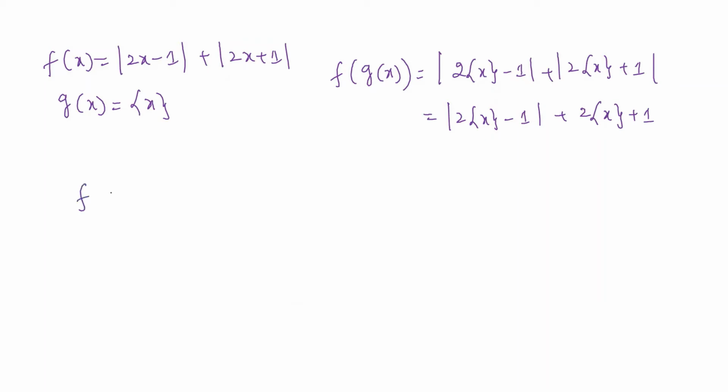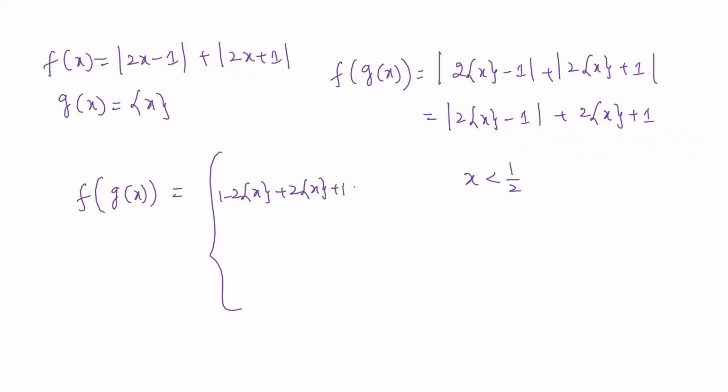So we try to get rid of this modulus by interpreting further. Where we have to break this one? When the fractional part of x value is less than 1 by 2, this will become negative. So I'm going to break it at 1 by 2. Here this is going to be negative, so that will become 1 minus 2 times the fractional part of x. But the second term will remain the same, that will be 2 times the fractional part of x plus 1. So this one is going to come as 2 when x is less than 1 by 2.